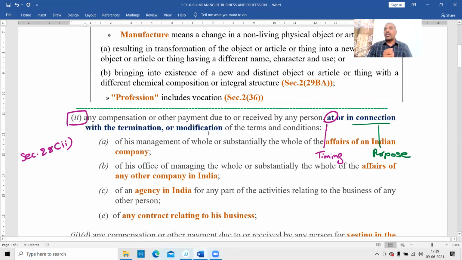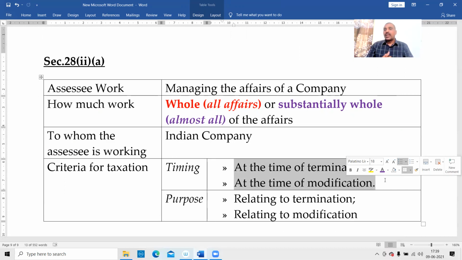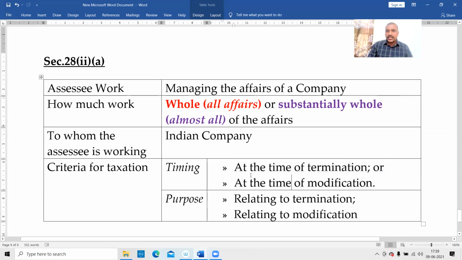Here the important point is that if the timing criteria is satisfied, then the income tax department is safe. The burden is on the assessee. If the timing criteria is not satisfied, then the burden is on the income tax department. It is the burden of the assessee to prove this in one case, and the burden of the income tax department in the other.